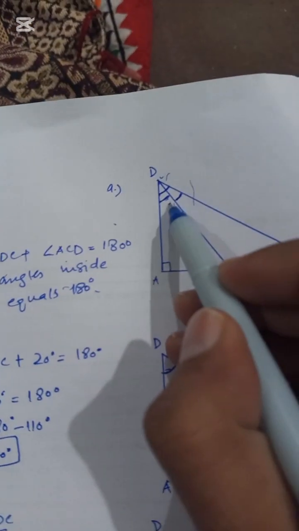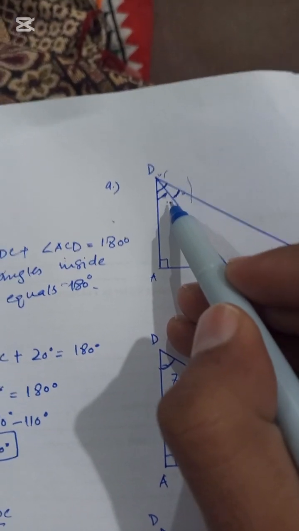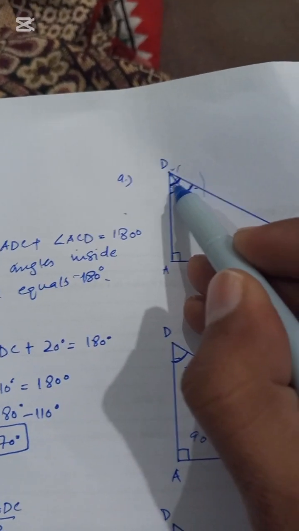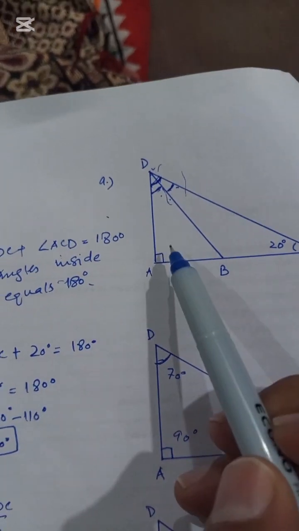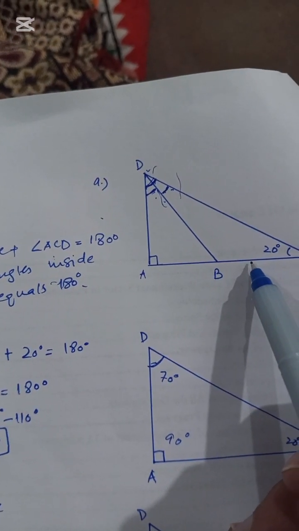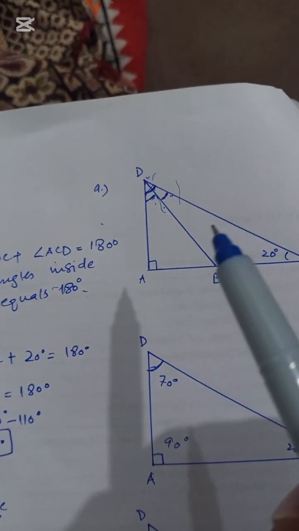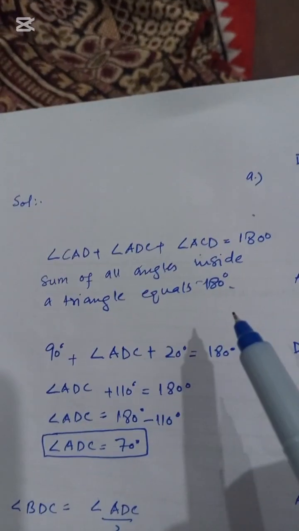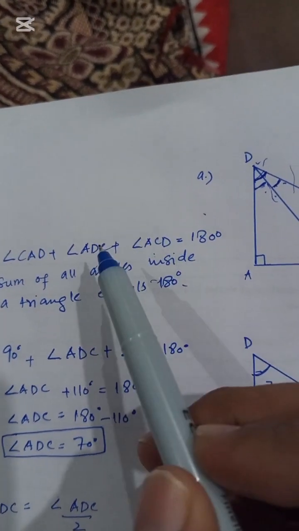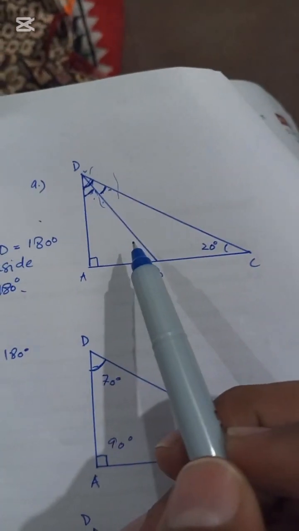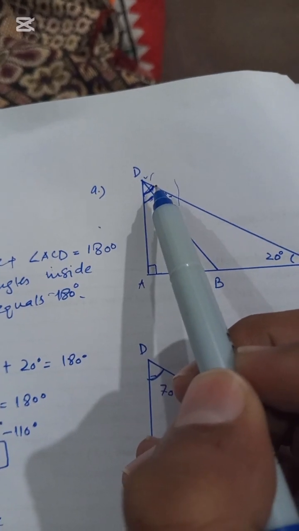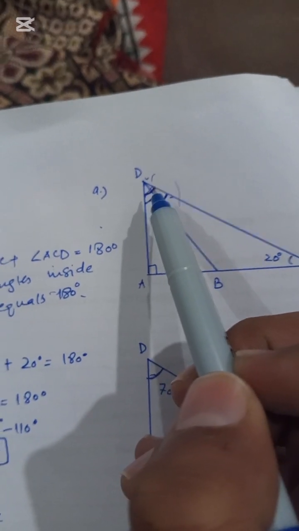This question told us that these two angles are equal. So it means this line divides the whole angle into two equal parts. Now think of it like this: we are given this angle and this angle, and the sum of all angles inside a triangle equals 180 degrees. So if we know the value of any two angles, we'll find the third one by using the law. So these are the two angles and this one is the whole angle, so we can find the value of this whole angle with the law.